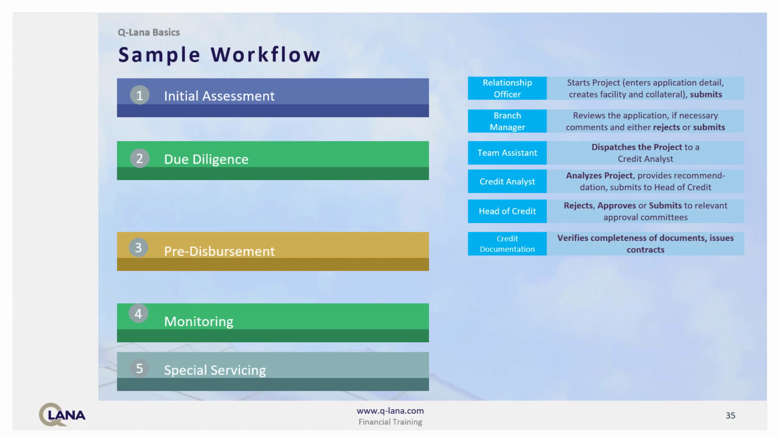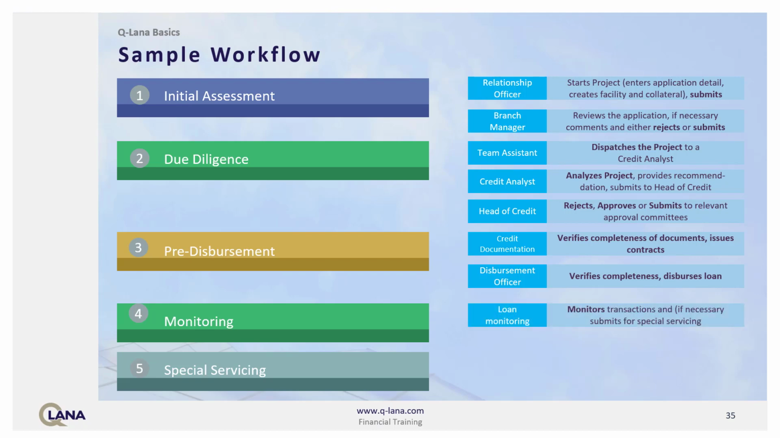Once the transaction is approved, credit administration gets involved. It verifies the completeness of the documents, issues the contracts, and disburses the loan. The loan is then transferred to the monitoring process and, if necessary, to special servicing once a loan becomes non-performing.